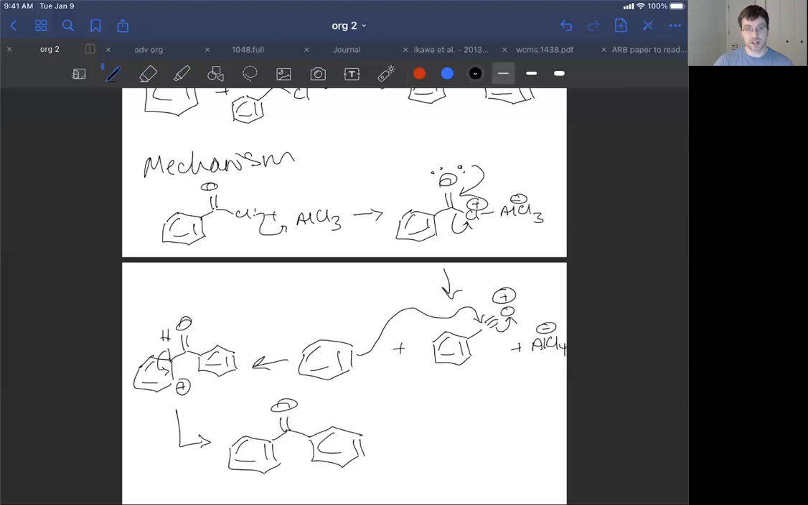Make sure you understand the acylium ion. This is a super important reaction. I will ask you a lot of questions about it. But otherwise, that'll sort of do it for this reaction and this lecture. So we'll move on to some more reactions of benzene in future lectures. Until then, I'll see you.